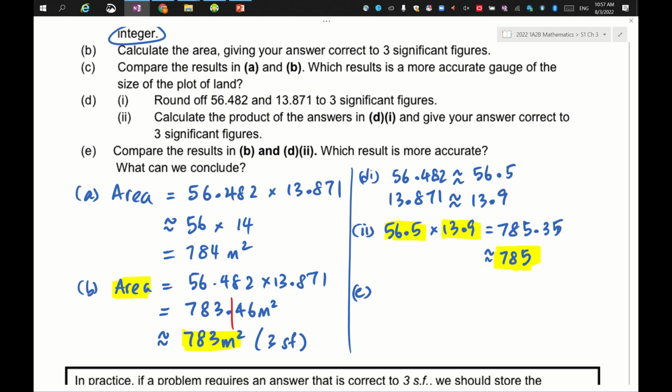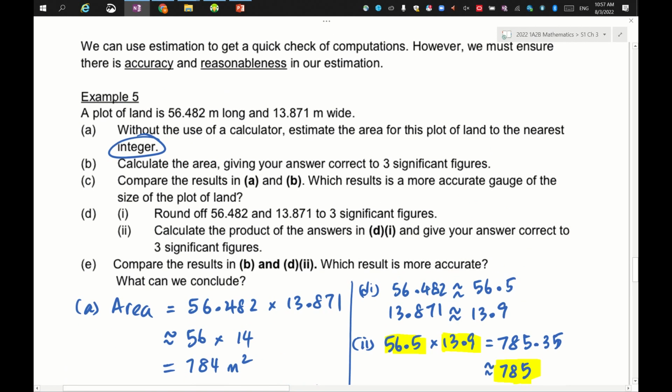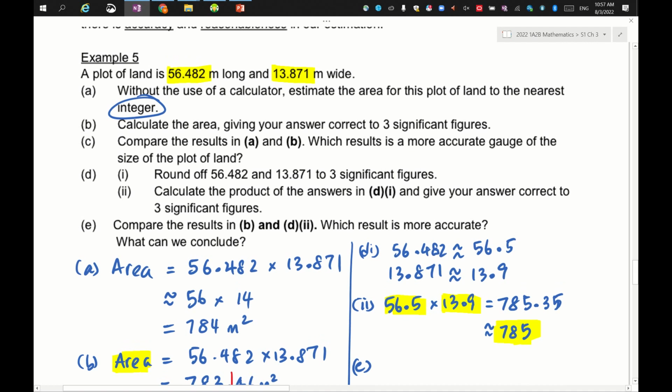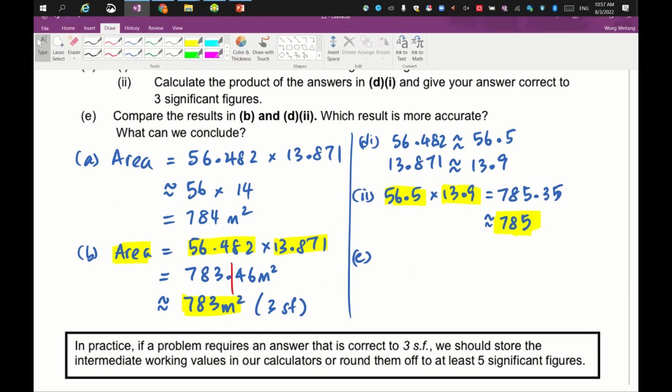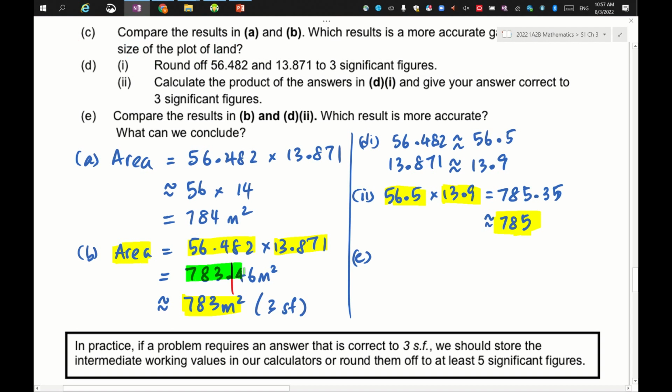Let's go back to part D. What are we calculating in part D? Area, 3SF. These are the original numbers. 56.482, 13.871. In our calculation in part B, did I use the exact values? Did I use the exact values? Yes, I did. I used 56.482 and 13.871. I multiplied them together and I had this value, right?